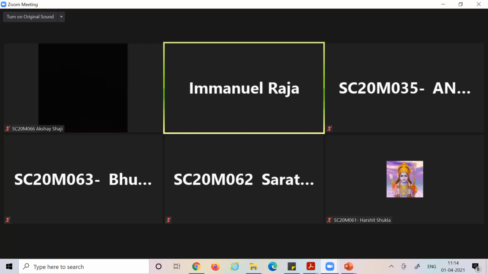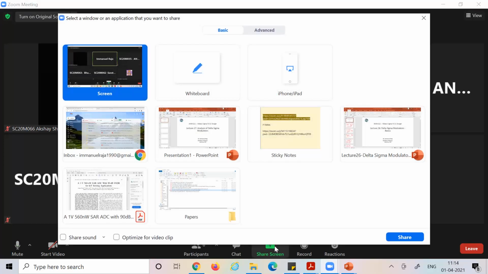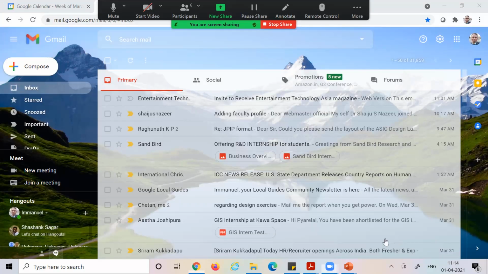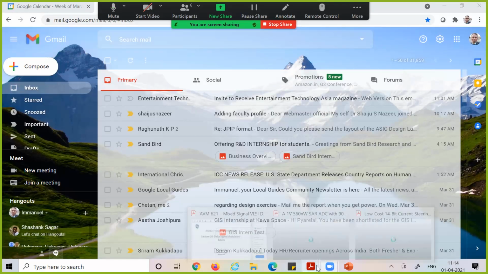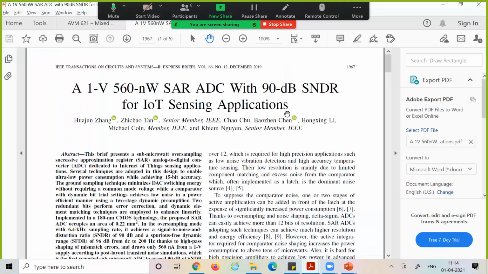All right, so before I start today's class, quiz 2 of mixed signal VLSI is next Thursday, 8th April, right? And that will be an open book exam, all right? For the open book exam, the syllabus is going to be two papers that I have already shared on the Moodle page, okay? So these are the two papers.